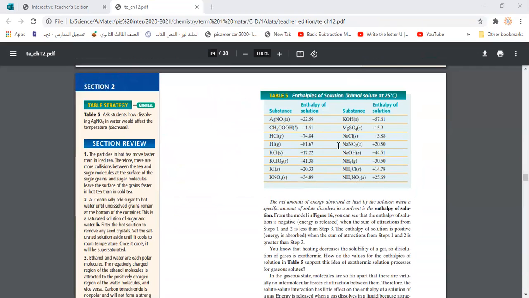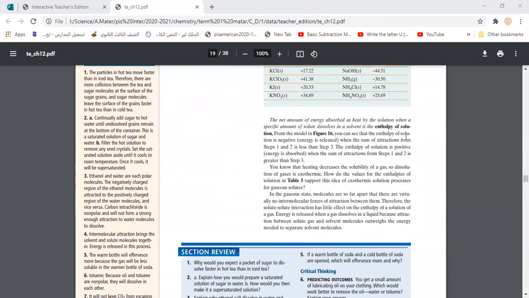So here we could find that this table represents the enthalpies of solution, that means the amount of energy. If we have a negative value, it means they are releasing energy, while a positive value means they absorb energy. The enthalpy of solution could be defined as the net amount of energy absorbed as heat by a solution when a specific amount of solute dissolves in a solvent. That means how much energy is absorbed.